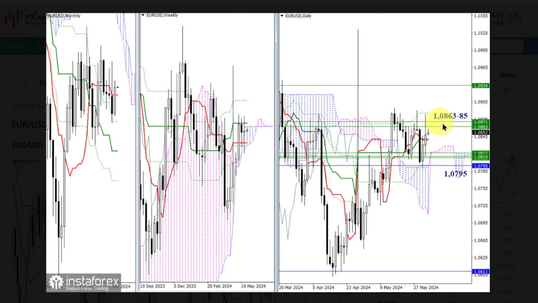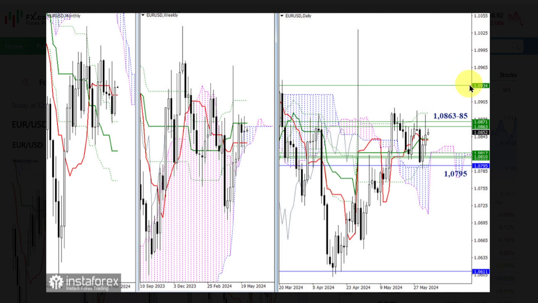On the weekly and daily time frames, the pair is currently facing a cluster of the resistance levels at 1.0863, 1.0871 and 1.0885, which limit the consolidation area from above. If the price breaches these resistance levels, the bulls will direct their attention to eliminating the weekly Ichimoku death cross, 1.0935.